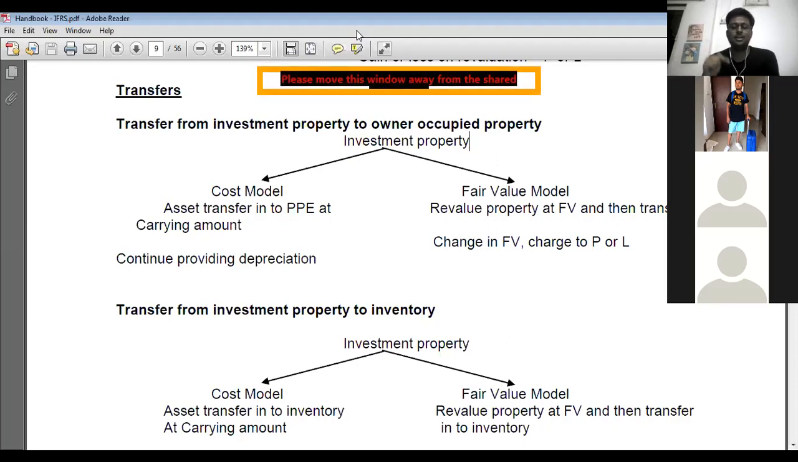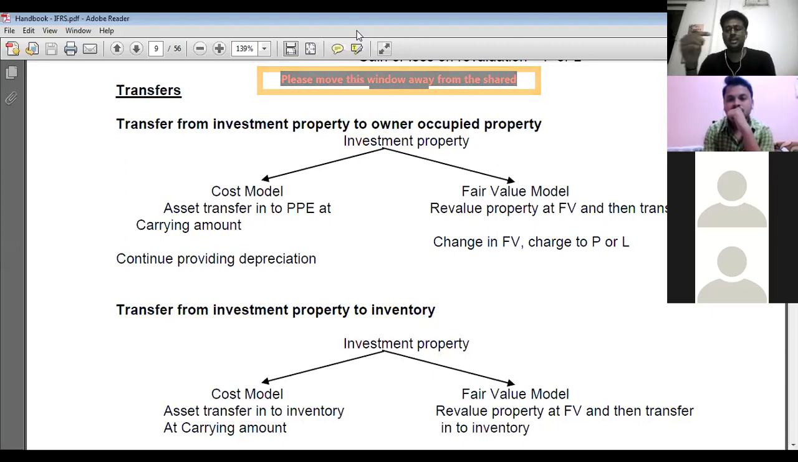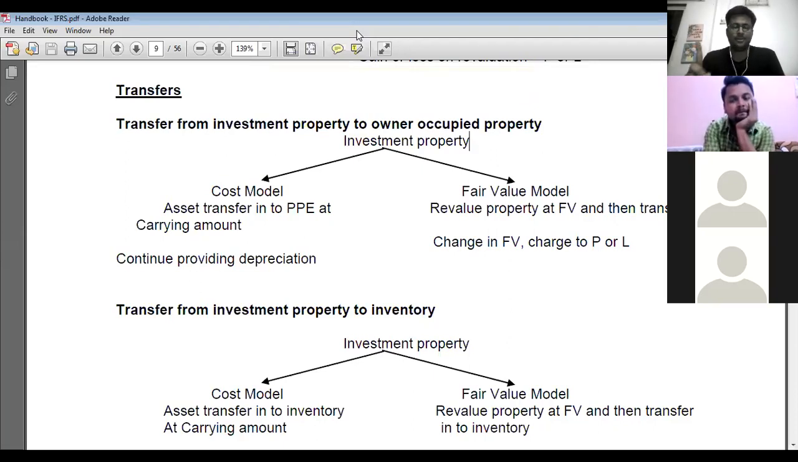What change happens in the balance sheet? Previously the asset was recorded under the head investment property; now it is recorded under the head property, plant and equipment. Otherwise no change is happening. In the same way, at carrying amount, we'll continue providing depreciation. That is the first option.